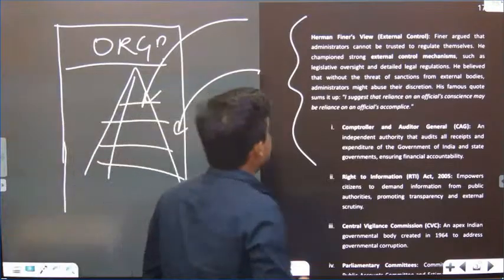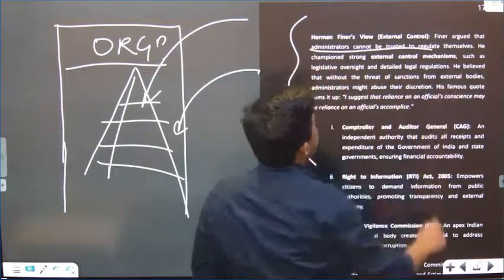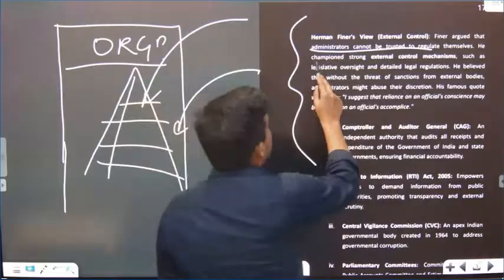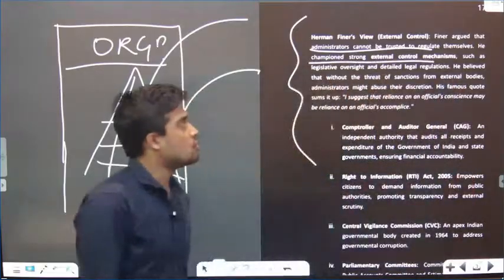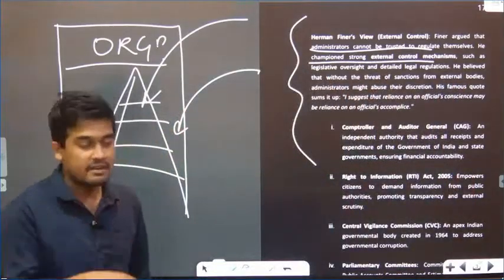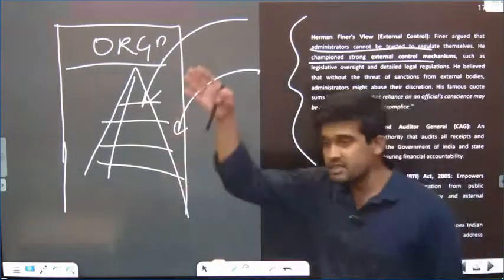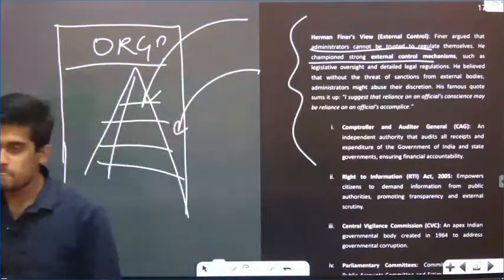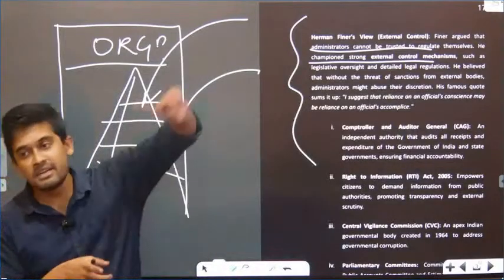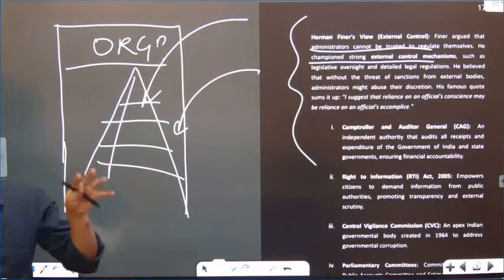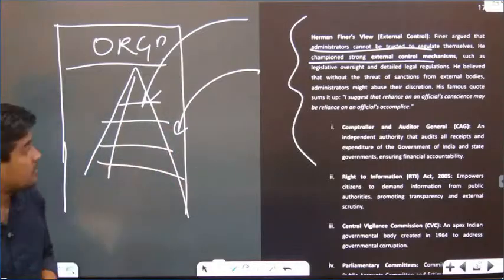Okay. Finer argued that administrators cannot be trusted to regulate themselves. He championed strong external control mechanisms such as legislative oversight or detailed legal regulations. He's saying these administrators all are the same. If somebody is doing corruption, everybody is involved. So if you let them control it inside the organization, there won't be any effect of it. That's why you need outside control. This is what Finer is saying.